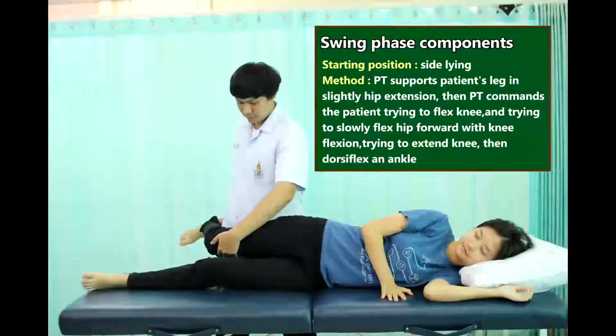Next, we will assess essential components in the lower extremities in swing phase. Starting position is side lying. PT holds the patient's leg in slightly extended hip position. Ask the patient to flex the knee, and next slowly flex the hip and extend the knee. Finally, ask them to dorsiflex their ankle.